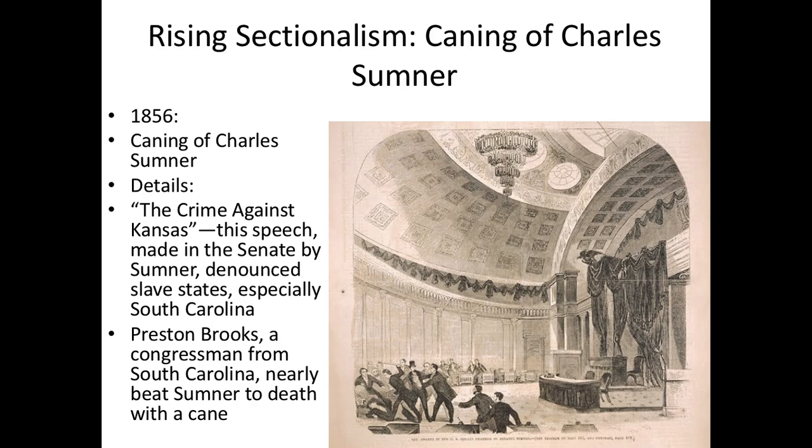So what ends up happening is that there's going to be a congressman from South Carolina that's working on the other side of the Capitol building. And whenever he hears about this, he's going to grab a cane, a wooden cane that was about 1 inch in diameter, and he's going to go and attack Charles Sumner. He's going to beat him in the back of the head. He nearly beats him to death with a cane.